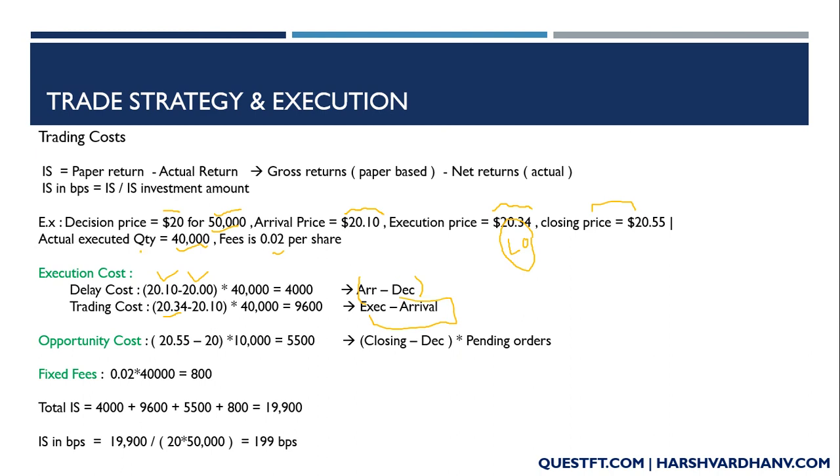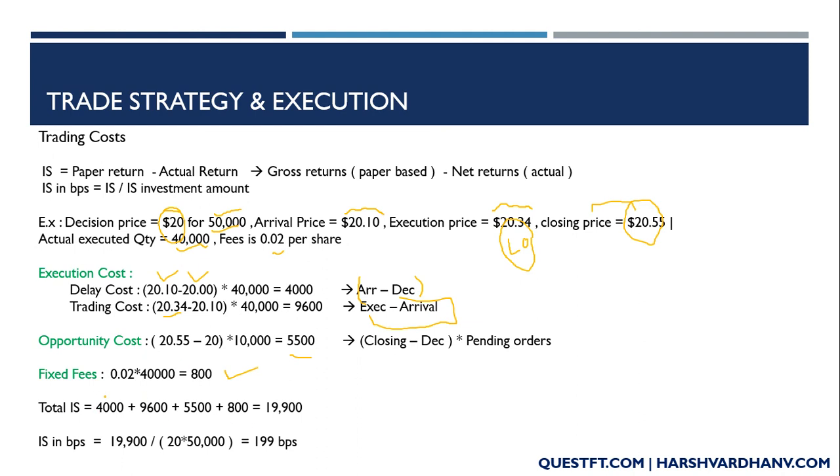What is the opportunity cost? You had decided at $20 and the stock closed at 20.55, and around 10,000 stocks were not traded. You had ordered 50,000 and only 40,000 got executed. So the orders which are not executed are the profit that you have lost. This is your opportunity cost. Fixed fees is simply the dollar amount times the quantity executed.